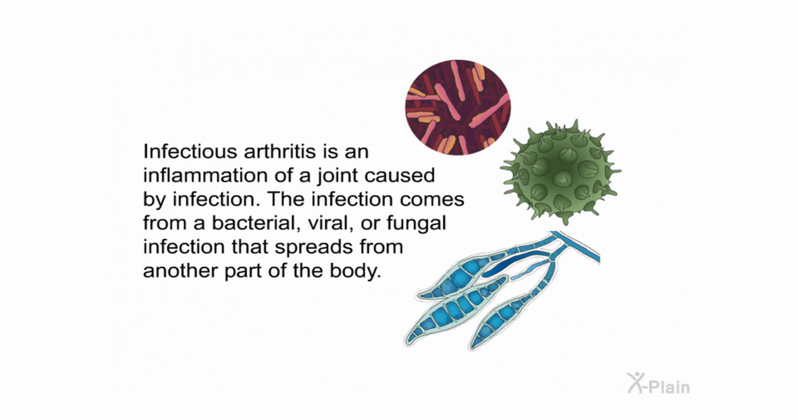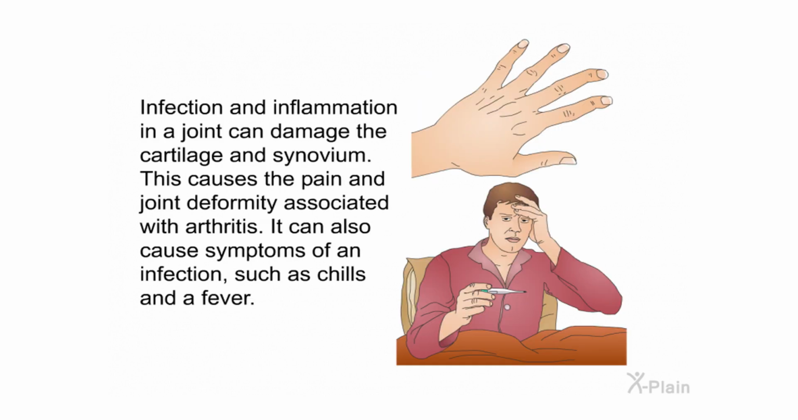Summary. Infectious arthritis is an inflammation of a joint caused by infection. The infection comes from a bacterial, viral, or fungal infection that spreads from another part of the body. Infection and inflammation of a joint can damage the cartilage and synovium. This causes the pain and joint deformity associated with arthritis. It can also cause symptoms of an infection, such as chills and a fever.